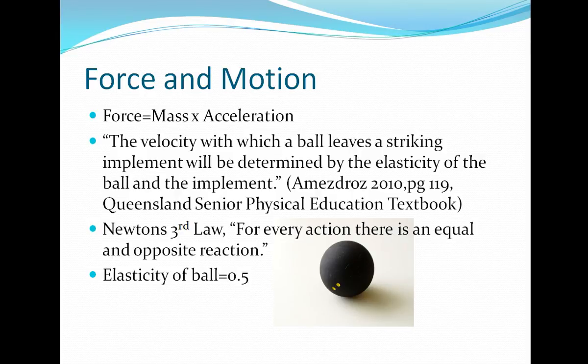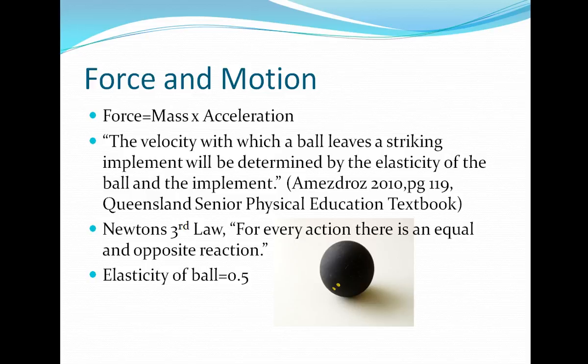Force and motion play a big part in the way in which the backhand is performed in the sport of squash. Adding more or less force will dictate the speed of the ball when returning an opponent's serve or shot. The velocity with which a ball leaves a striking implement will be determined by the elasticity of the ball and the implement (Mesdros, 2010, page 119). According to Mesdros, the coefficient of restitution of a squash ball is 0.5, meaning it bounces back at half the height or speed at which it was struck.